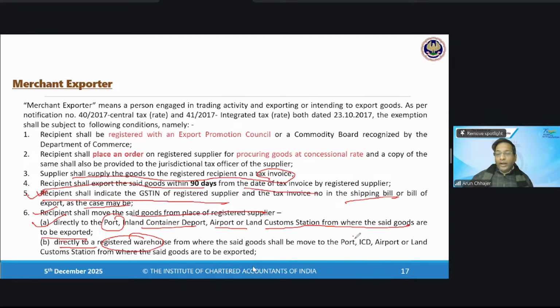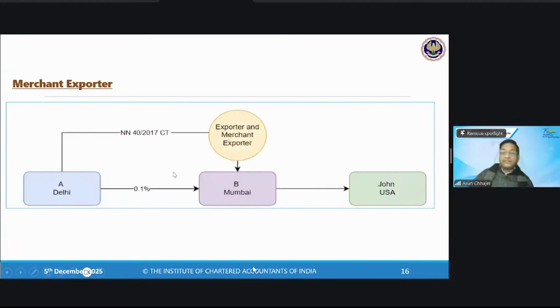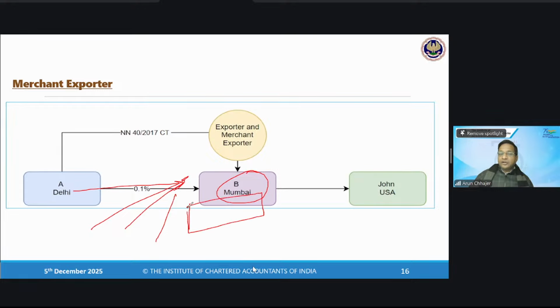port. Why? Because if you like to do the aggregation, suppose B has purchased the goods from 10 parties. Now he likes to aggregate all the 10. He's not in manufacturing, he's into trading. He has purchased the goods from A, from X, from Y, from Z. Then he can take the goods to the custom bonded warehouse, where he can do the aggregation and then he can do the export.